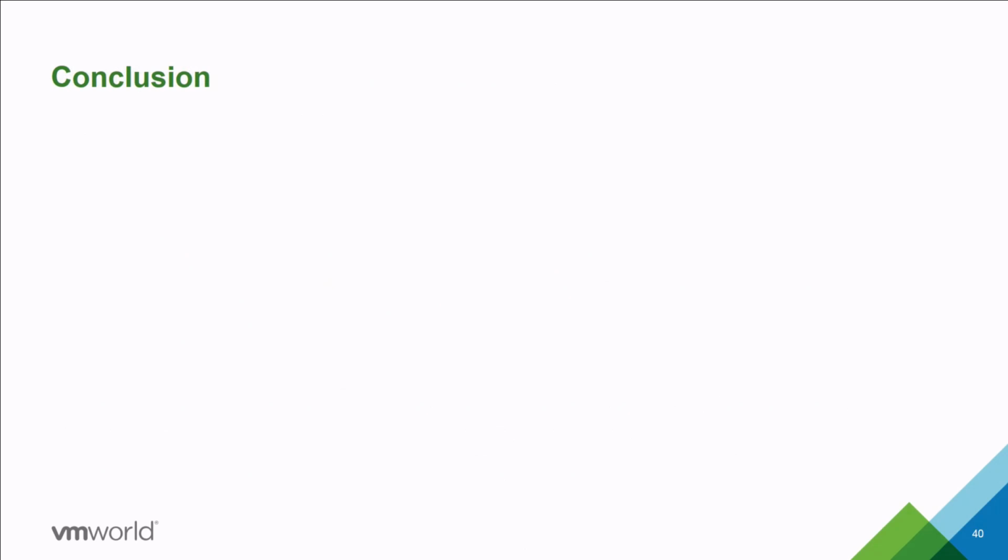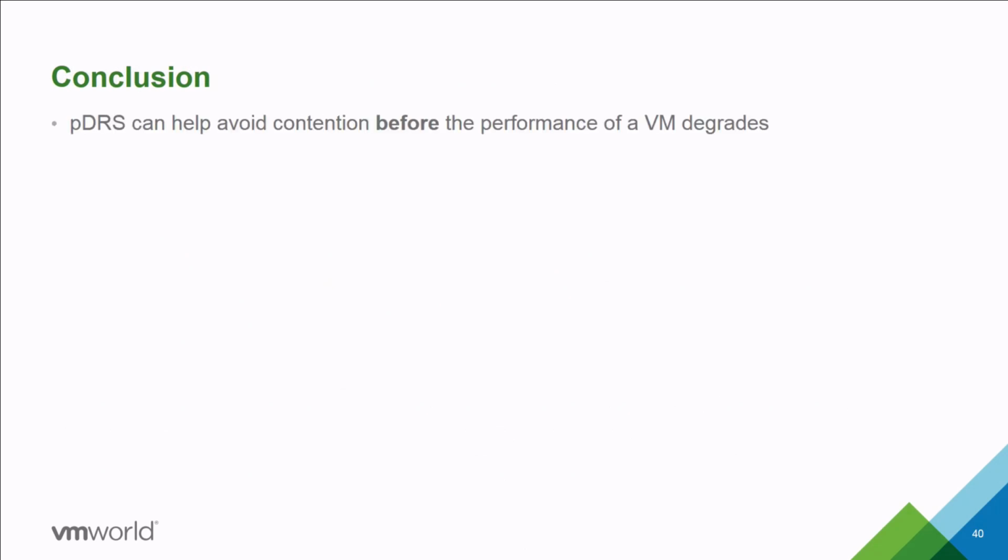So let me conclude with these 4 thoughts. PDRS can help avoid contention even before your application performance drops. The way it does this is that it proactively prepares your cluster and distributes the workload so that when the actual workload starts, all of them will not power on the same host.